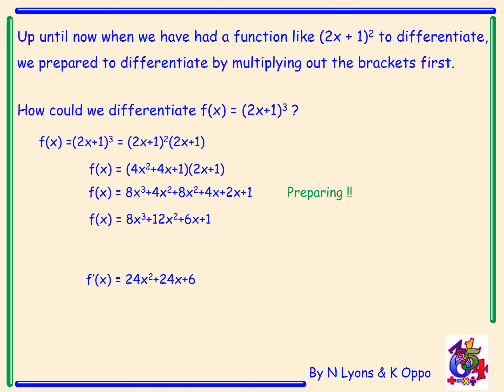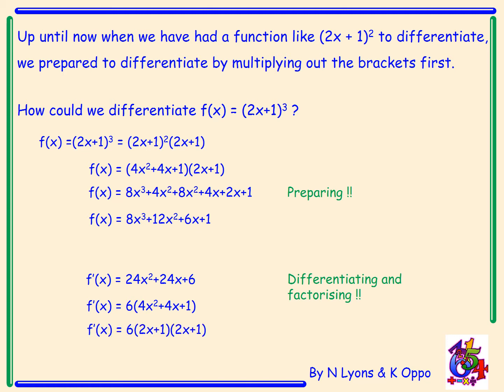Now I could leave it like that, or I could recognise, well, hold on a minute, there's a common factor here. So let me factorise it, let me simplify it. So I take out a factor of 6. That gives me 4x squared + 4x + 1. Now wait a minute, up the top we've seen that already. That's just (2x + 1) times (2x + 1). That's just (2x + 1) squared. Now that's not normally necessary, but I've done that today to simplify it.